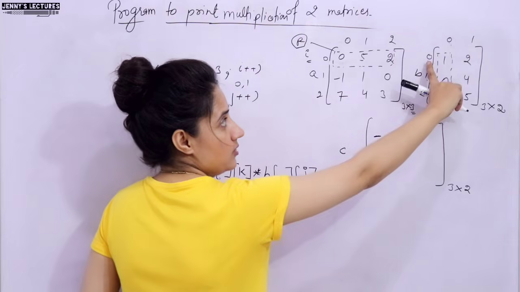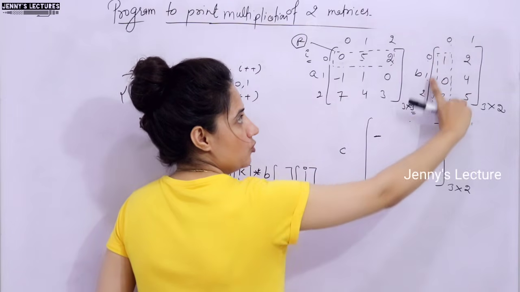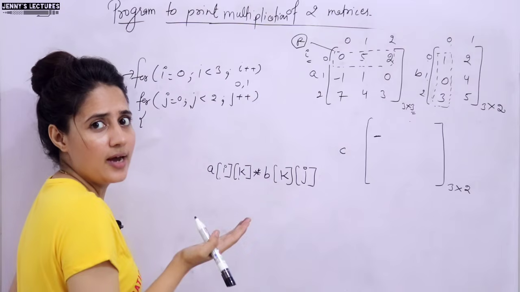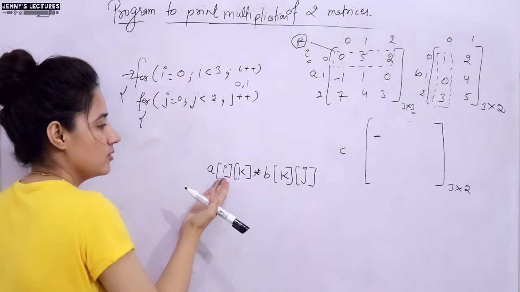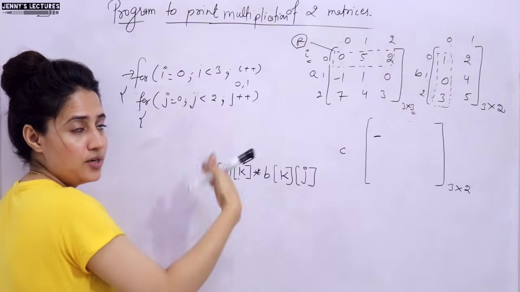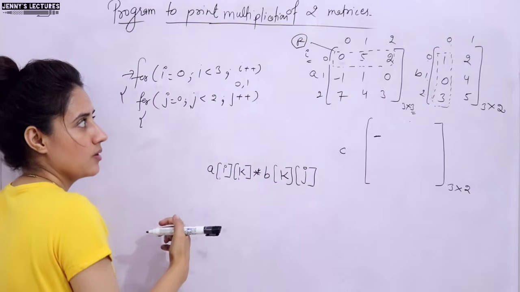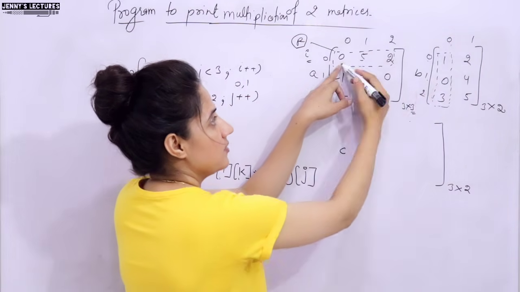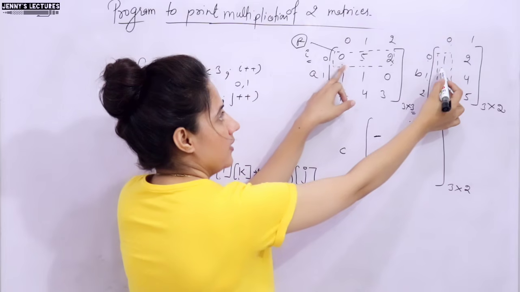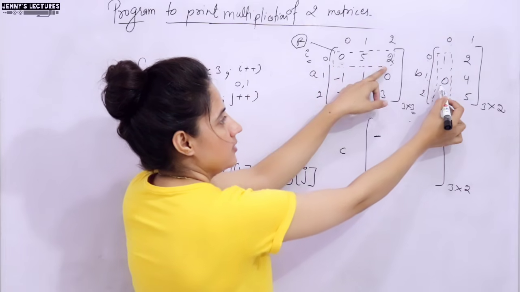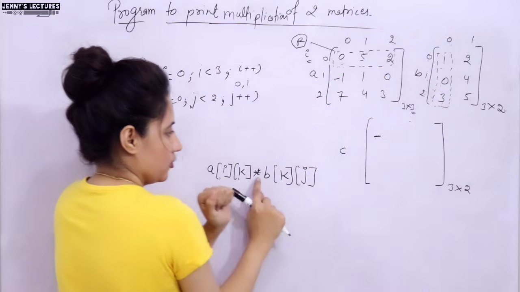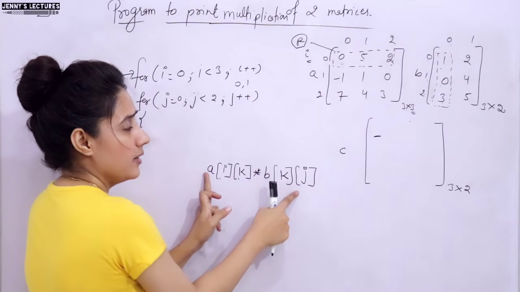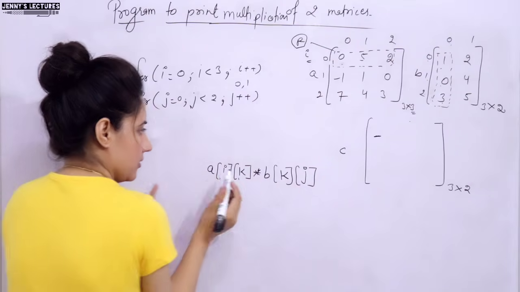Because it's changing: 0 0 1 0 2 0. So here we will write k. Obviously we cannot write I here, because the I value is 0 for every iteration, and this value is changing 0 1 2. We are simultaneously accessing this and this, then multiplying this and this, multiplying this and this, multiply and then add also. So we are going to multiply this, right, and also we are going to add in this one.